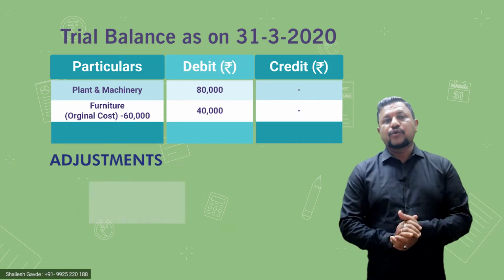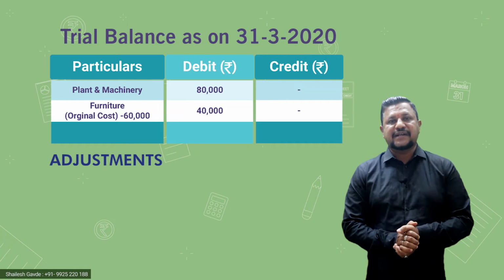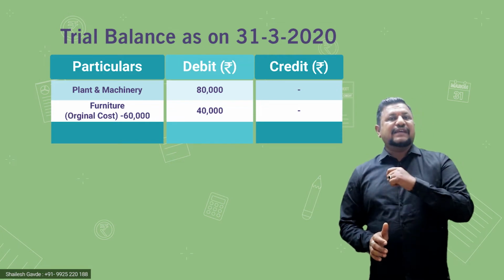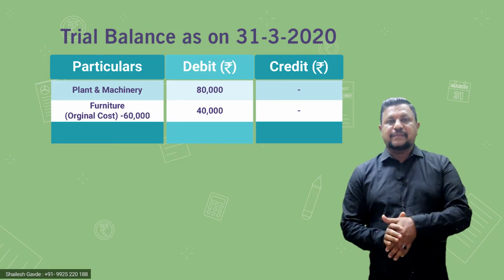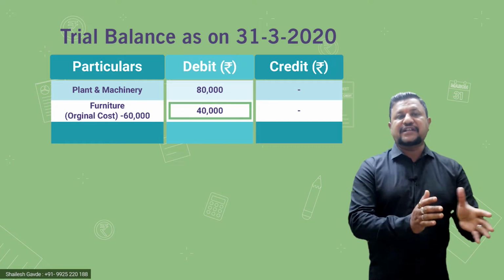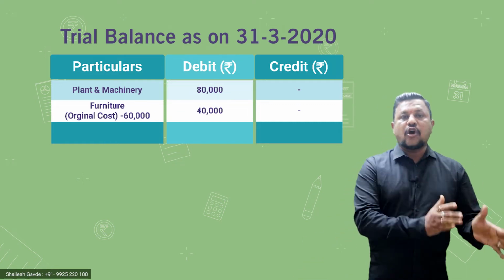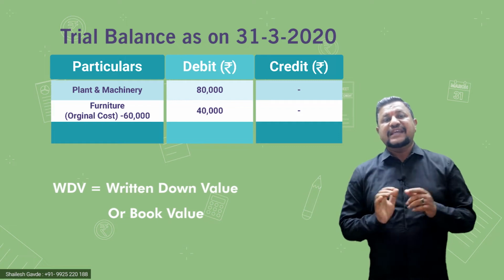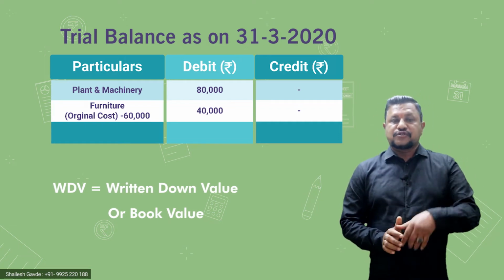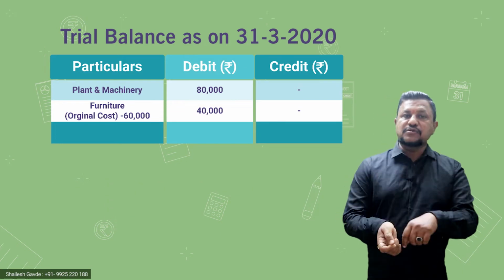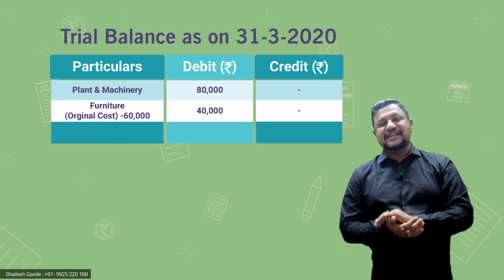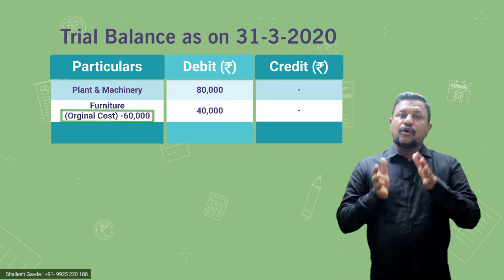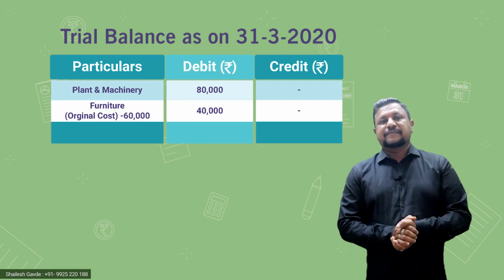Well, before we go to the effects of these adjustments, we'll understand a few basic points. The values which are given in the trial balance of non-current assets like plant and machinery 80,000, furniture 40,000, these values are not the original cost. They are written down values, book values. So students, remember that the values which are given in the trial balance of non-current assets are written down values, book values. They are not the original cost of the assets.